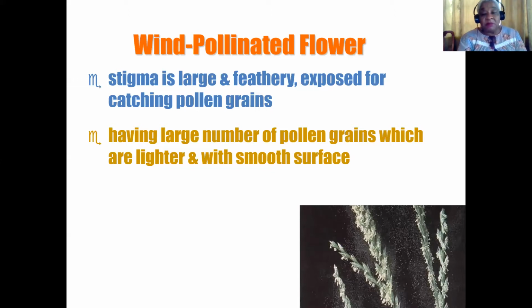They have a large number of pollen grains, which are lighter with a smooth surface. They have to be lighter because here again, we want to catch in the wind. They have a smoother surface because the stigmas of the wind pollinated flowers are feathery and they will catch them.